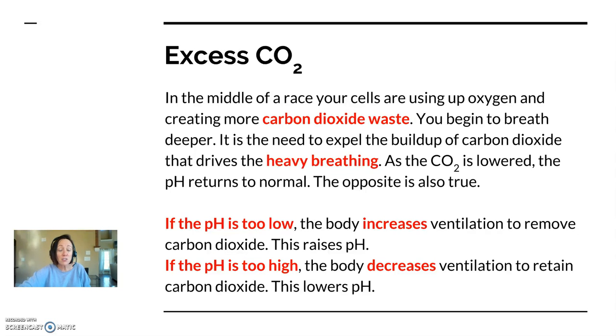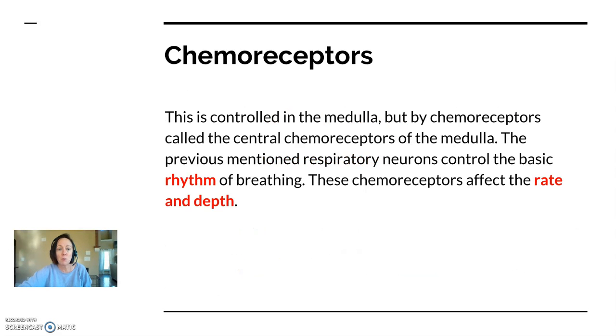The opposite is true as well. So if your pH is too low, that means your carbon dioxide is too high, and that makes your body breathe faster. It increases ventilation so you can remove carbon dioxide, and then that raises your pH. But then if your pH ever gets too high, that means your carbon dioxide is too low. It means your body's going to decrease ventilation so you can hang on to some of that carbon dioxide, and that will lower the pH in your blood.